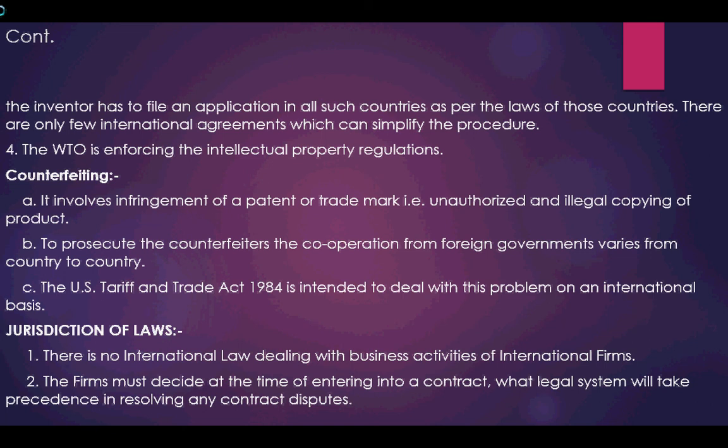Jurisdiction of laws. There is no international law dealing with the business activities of international firms. The firms must decide at the time of entering into the contract what legal system will take precedence in resolving any conflicts which arise in the host countries.